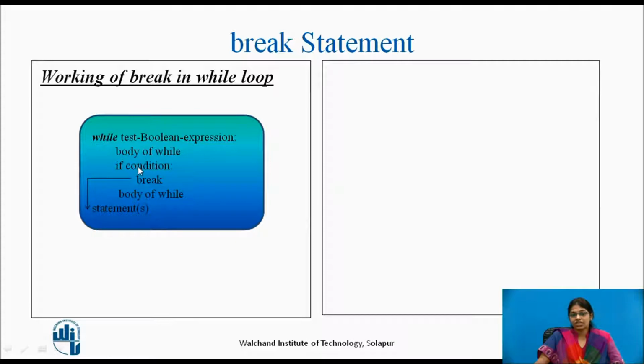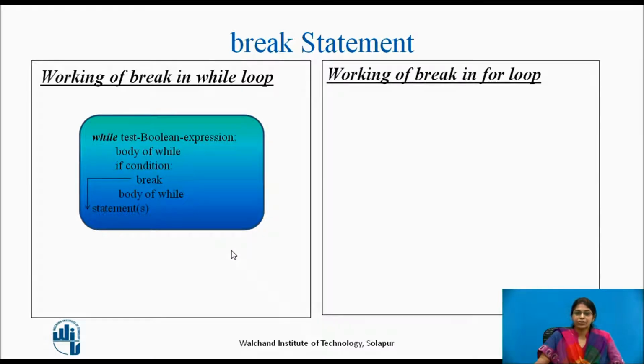But if the condition comes out to be false, then the break statement in the decision control statement is skipped, it is not executed, and it will go to the next statement inside the body of the loop. After that, the condition is tested again and this loop will repeat till the condition becomes false or the break statement is executed.